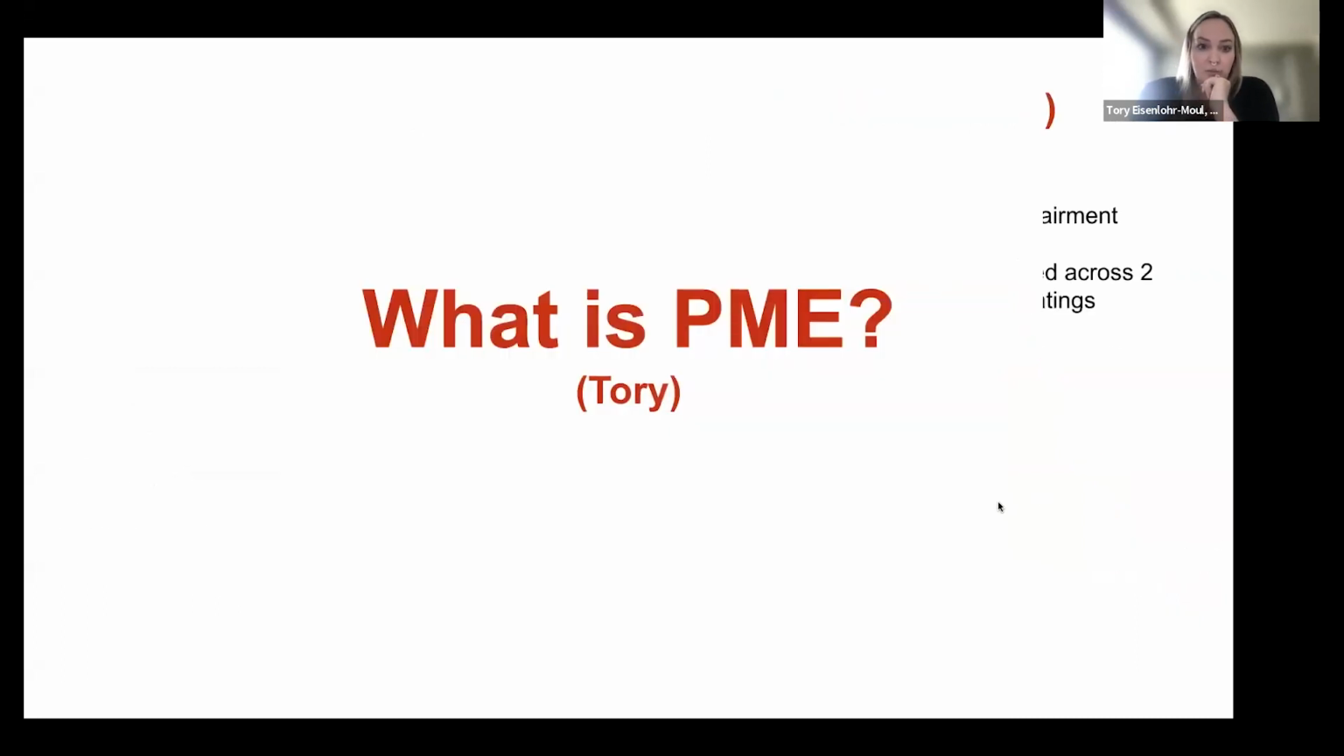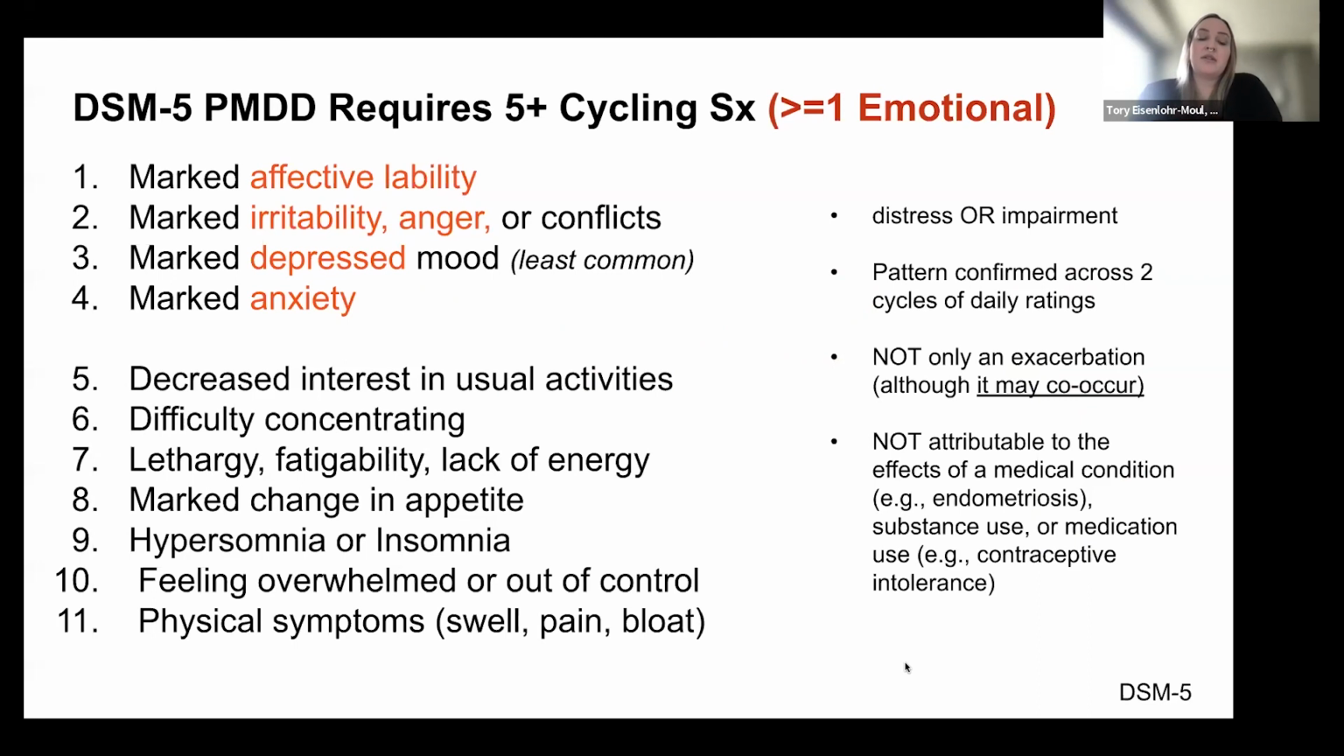The content of the disorder includes these core emotional symptoms. So affective lability, which just means emotion swings or a lot of emotion changes, irritability or anger, interpersonal conflicts, depressed mood, feeling anxious. So one of these four needs to be present in something like the pattern that we just talked about, where it shows up between ovulation and menses and then improves with menses, then goes away at some point. At least one of those four needs to be present to make the diagnosis of premenstrual dysphoric disorder.